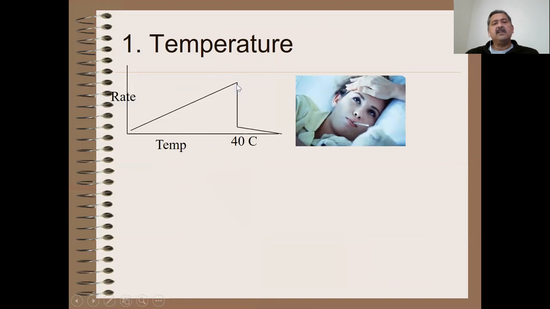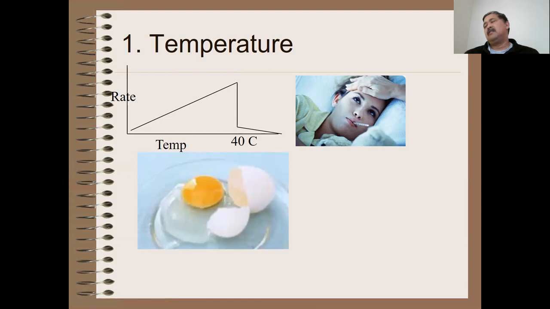But in humans, what happens is if you get over 40 degrees, ooh, you've got a fever and you're going to get sick. So why is that bad? Well, here's a photo of some eggs here. You know, this is called the shell, and this is the yolk. Do you remember what this is called?